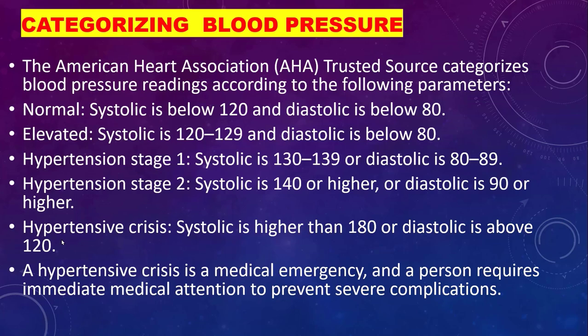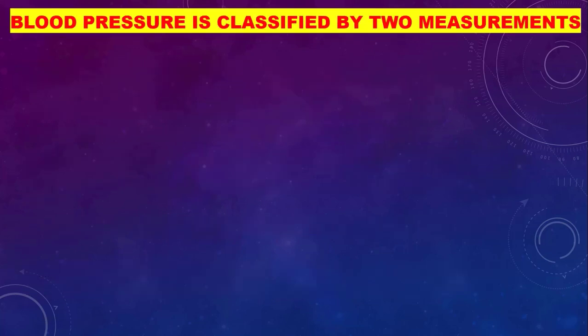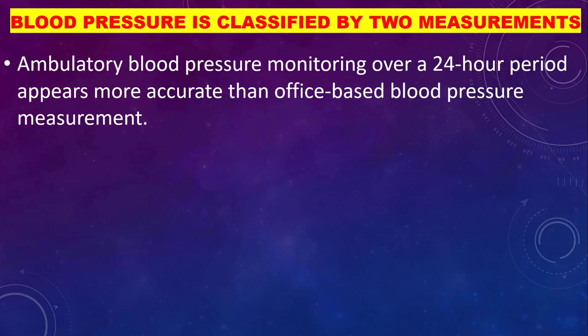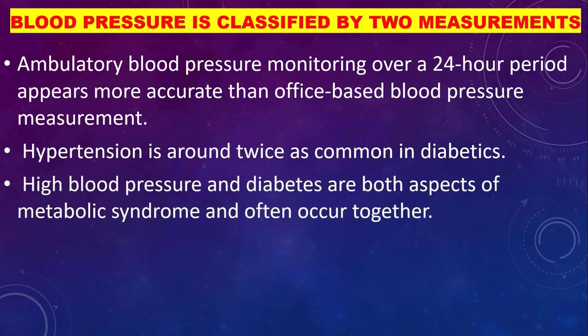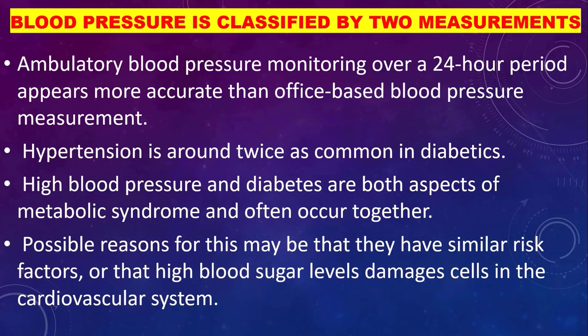Ambulatory blood pressure monitoring over a 24-hour period appears more accurate than office-based blood pressure measurement. Hypertension is around twice as common in diabetics. High blood pressure and diabetes are both aspects of metabolic syndrome and often occur together. A possible reason for this may be that they have similar risk factors or that high blood sugar levels damage cells in the cardiovascular system. Association of diabetes with hypertension.